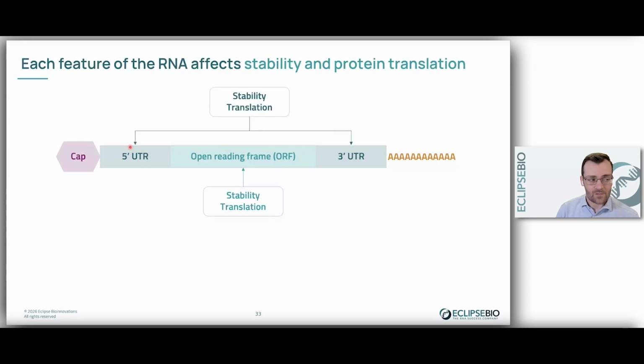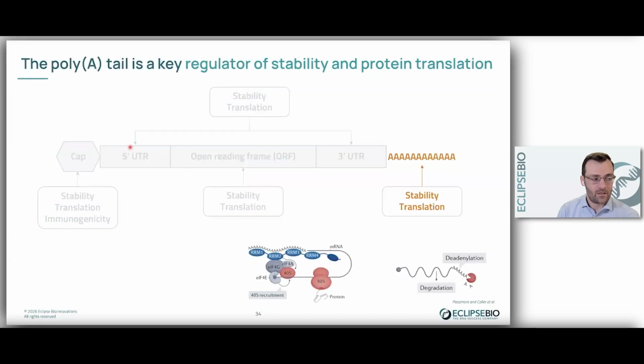The UTRs also play key roles in stability and translation, allowing for cell type specificity. The cap plays significant roles across multiple dimensions. But the tail is also critically important for informing both the stability of the therapeutic and the translation. And this is due to the loopback of the tail being required for the actual initiation of translation and protein production, and the length of the tail preventing degradation through deadenylation processes.